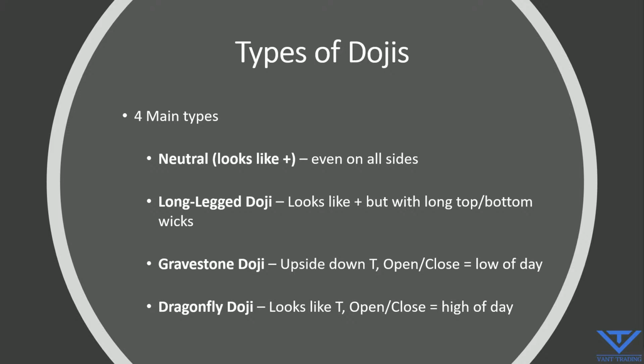And the Dragonfly Doji is the opposite. It's going to look like a capital T. And that means the open and the close is the high of the day. It opened up, the bears took control, they drove it down, and lo and behold, the bulls managed to rally back and close it right back up at the top where it started.